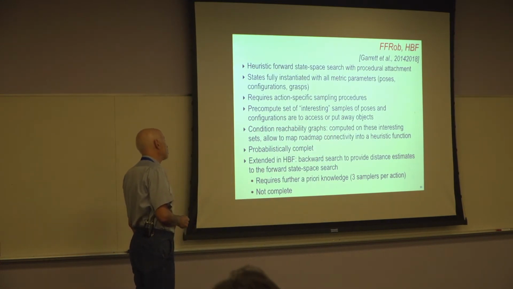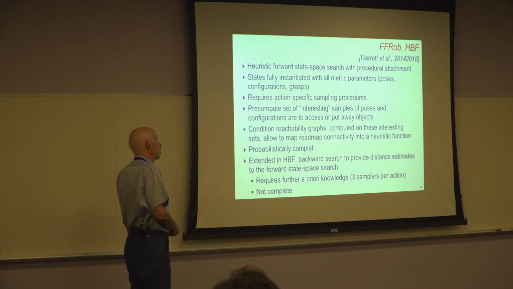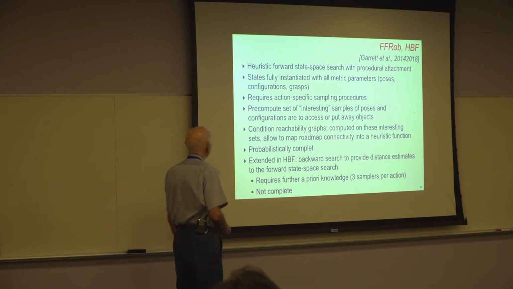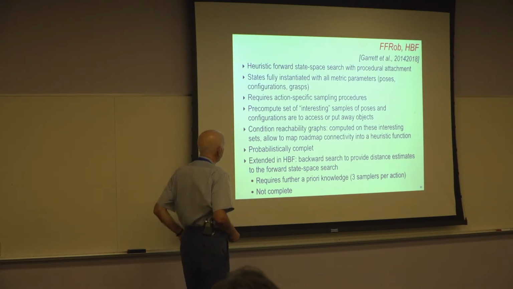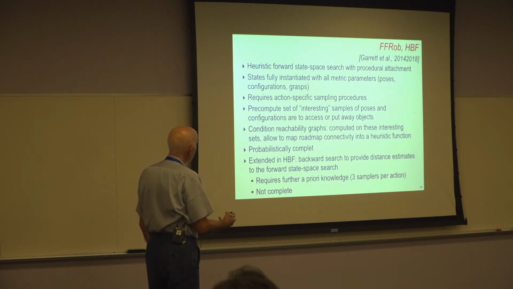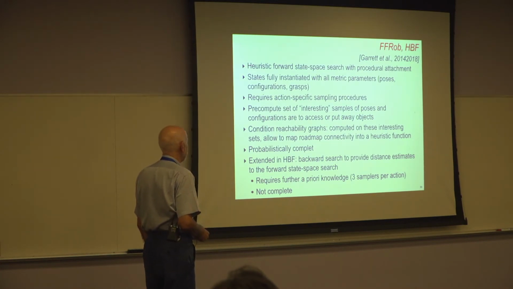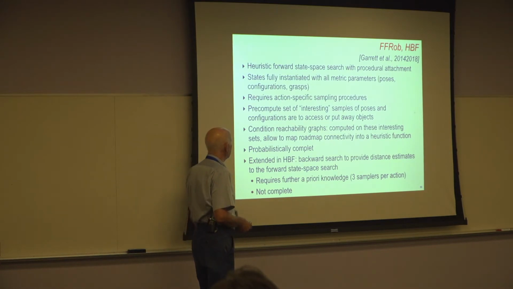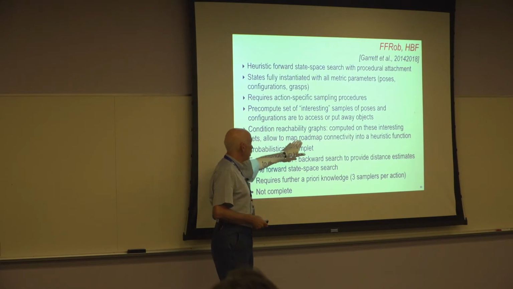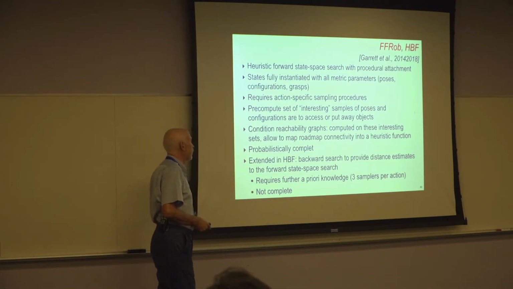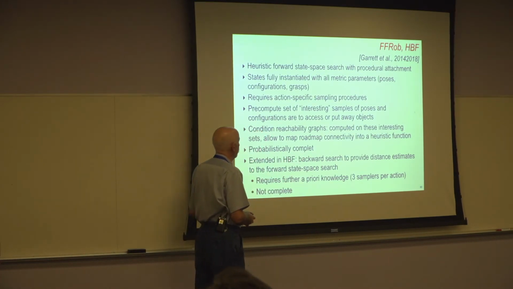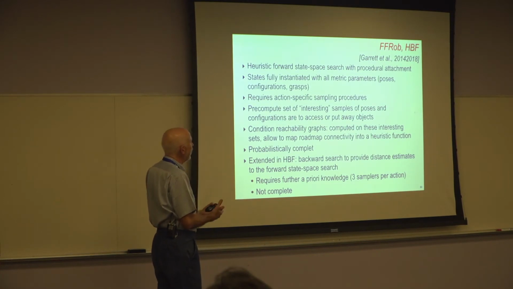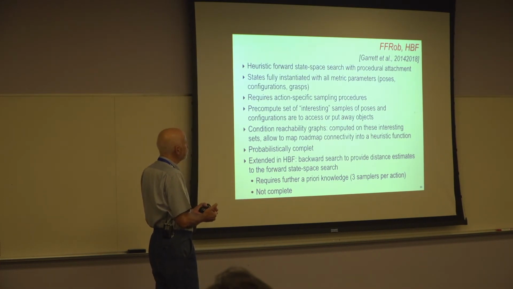So this is a significant requirement because if you do not provide the right sampling procedures, the system may not be as efficient. And you compute with that some interesting set of poses and configurations in order to access or put away objects. And these interesting samples lead you to an interesting data structure called conditional reachability graph that are computed on these interesting sets and allow to map the roadmap connectivity into heuristic functions. So basically, you would like to translate your roadmap connectivity to heuristics as in task planning.